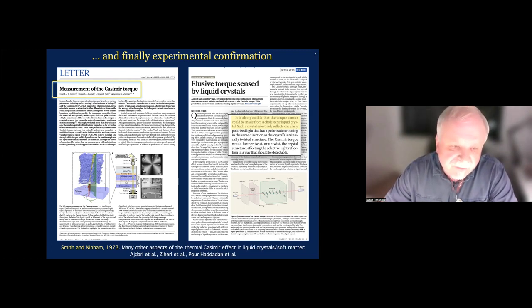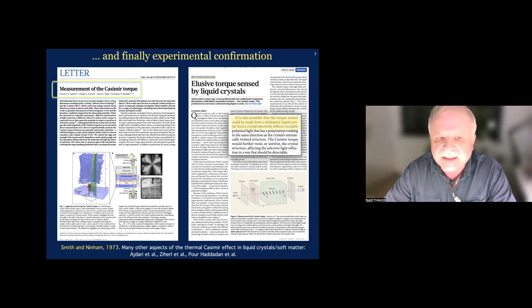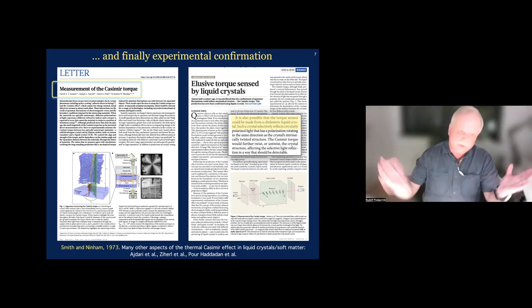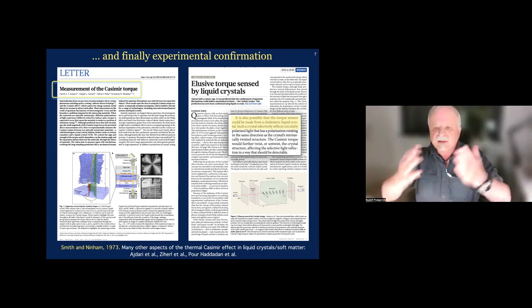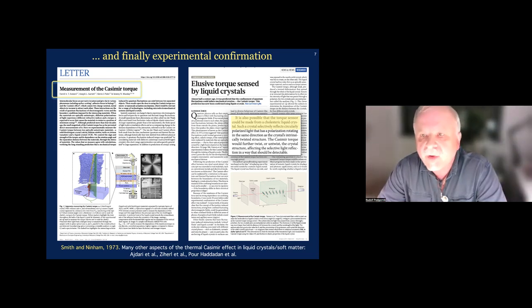The actual configuration used in this experiment was suggested by Smith and Ninham already in 1973 as a possible way to measure van der Waals torque. Unfortunately, as you can see, it took a long time to get really there experimentally. On the right-hand side, I'm also showing you a News and Views paper by Dasha Zumer on this particular experiment. Why am I showing you that?